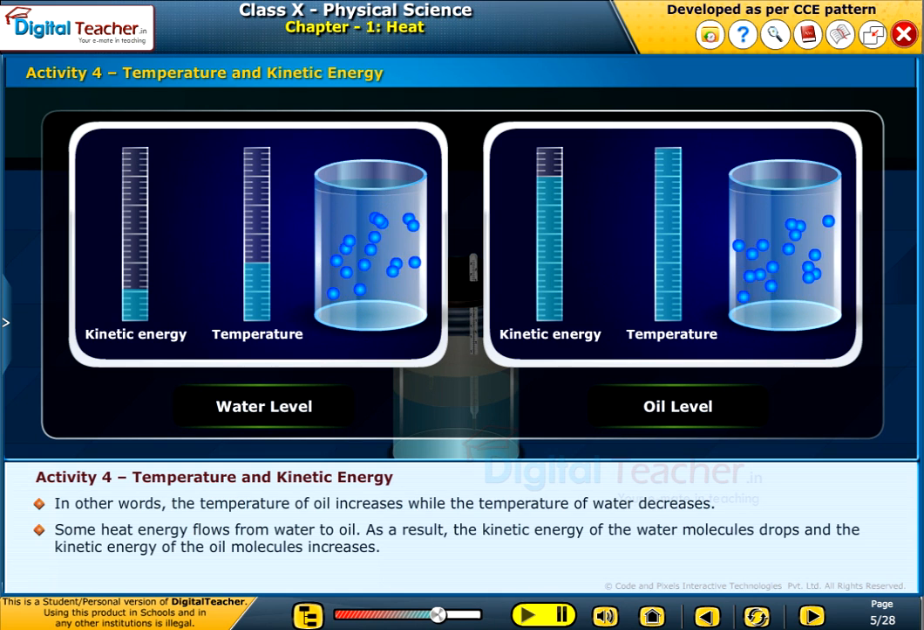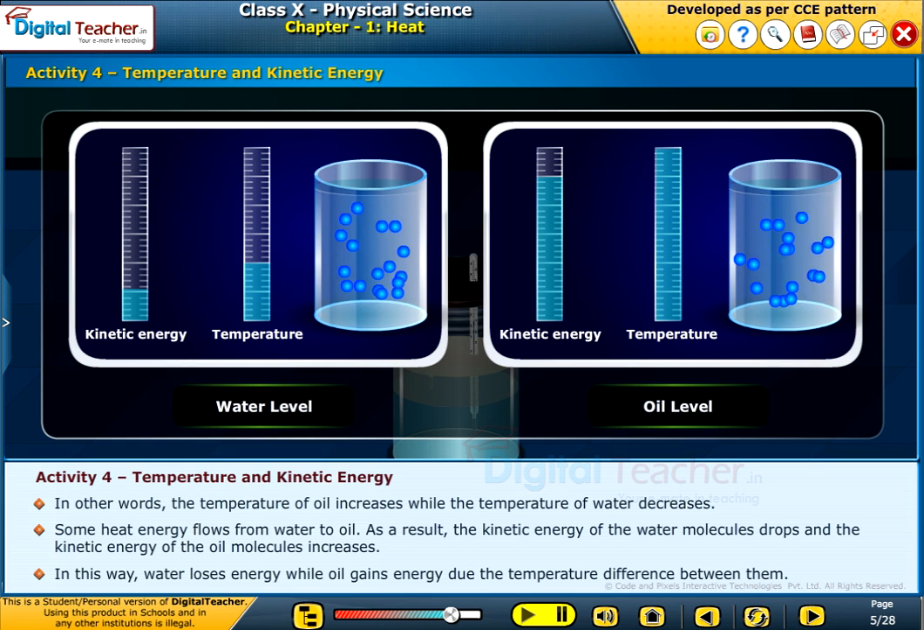Some heat energy flows from water to oil. As a result, the kinetic energy of the water molecules drops and the kinetic energy of the oil molecules increases. In this way, water loses energy while oil gains energy due to the temperature difference between them.